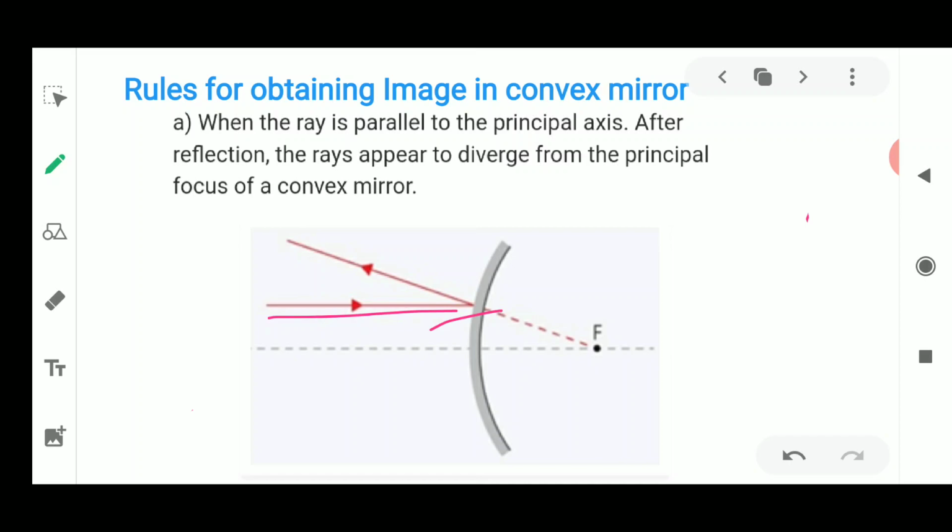So what happens here, when the ray of light is parallel to the principal axis as it is coming in this diagram, it is going to strike the mirror at a certain point, then it is going to be diverged. Now after diverging, we will see that it is not going to meet anywhere on the real side. So we are going to extend the lines backward until the principal axis, and the point at which it meets will be the focus of this convex mirror.